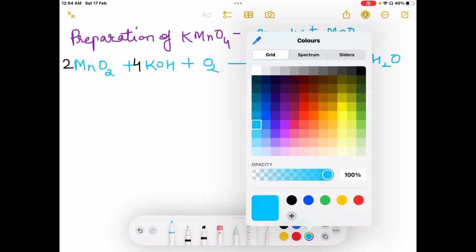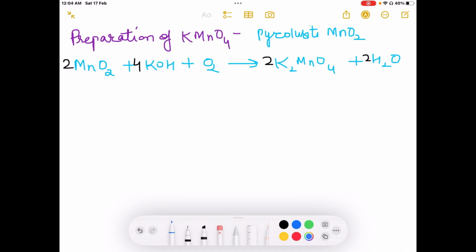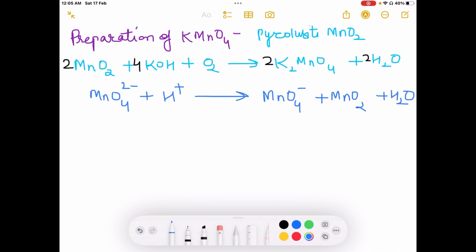The resulting manganate ion in acidic medium, on acidification, changes into permanganate and produces byproduct MnO2 and H2O. So in this case, 3 moles of manganate ion on acidification with 4 moles of H plus change to 2 moles of permanganate, MnO2 and 2 moles of water here.